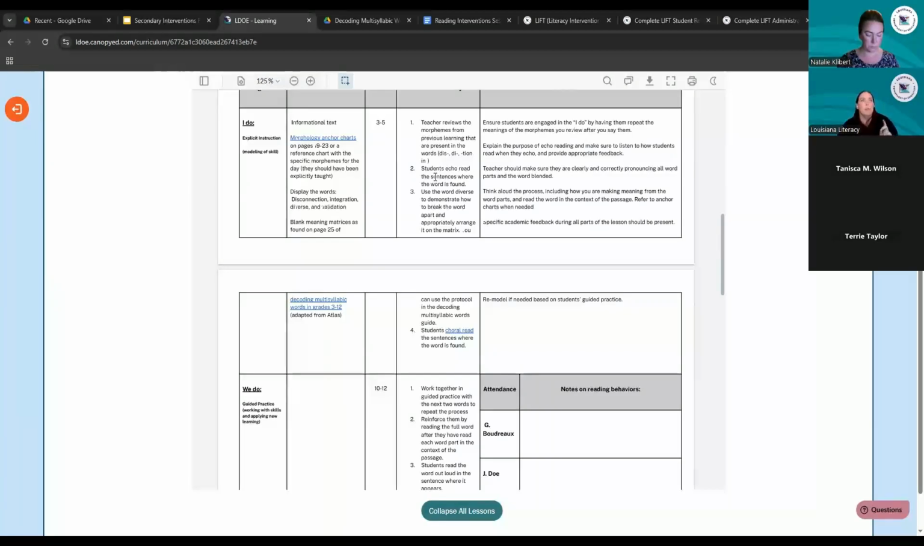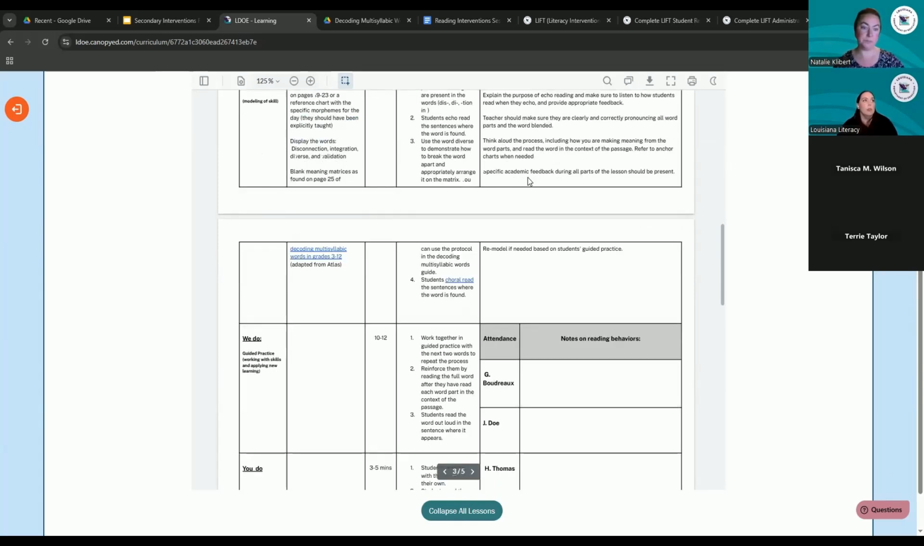So the morphemes of dis, dia, and shun, and in would be all the ones that we're looking at that we've covered before. Again, I want them to do that same routine we did. So they're going to echo read whenever I read the sentence out loud. And again, I'm listening for them to say it correctly back to me and give them appropriate feedback.